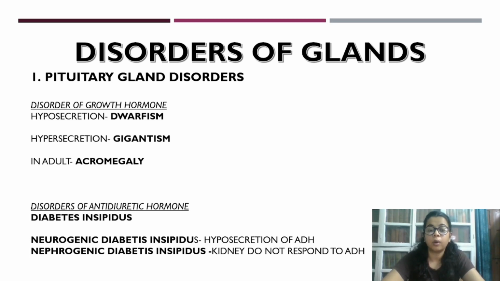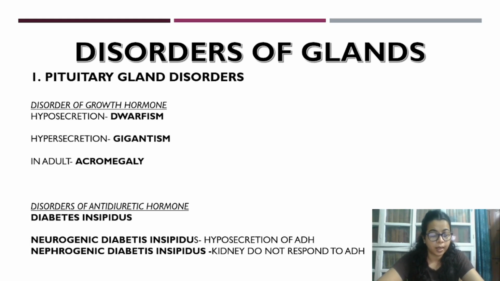Next, moving to the disorder of the antidiuretic hormone. In case of antidiuretic hormone, diabetes insipidus is seen. There are two types, diabetes mellitus and diabetes insipidus. Diabetes insipidus is due to a disorder in ADH, the antidiuretic hormone, and it is also of two types, neurogenic diabetes and nephrogenic diabetes. Neurogenic is due to hyposecretion of ADH, and nephrogenic is when the kidney does not respond to ADH. That can cause the disorder.